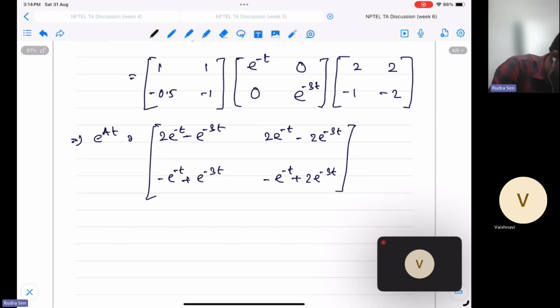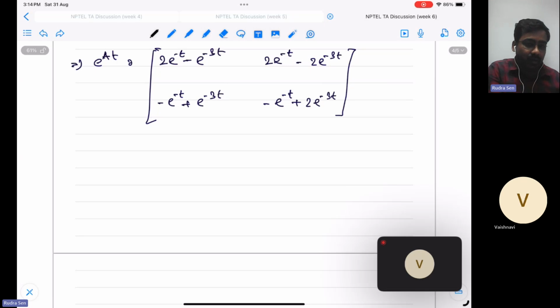Okay. So now the next question that you have asked is to find the response of the system. For a forced system, that is x dot equals Ax plus Bu, this is a forced system because you have to apply u externally, right?